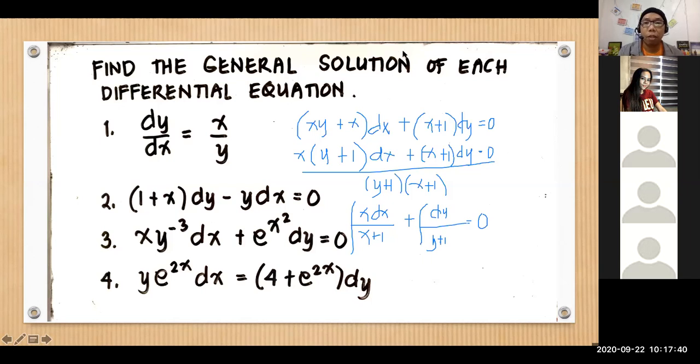Na hindi mo kayang paghiwalayin. Sir, paano po nag-come up, sir, dito sa ano? Yung unang, sir, equation po. Yung xy plus x dx plus x plus 1 dy equals to 0 po.